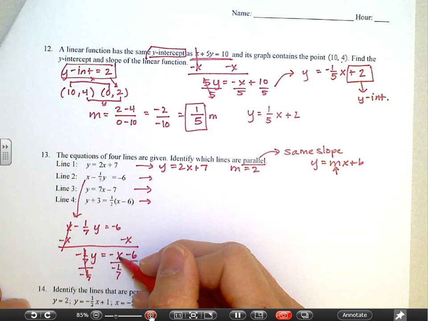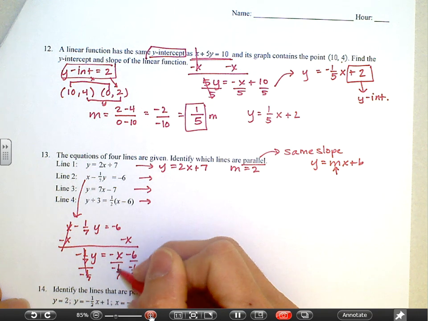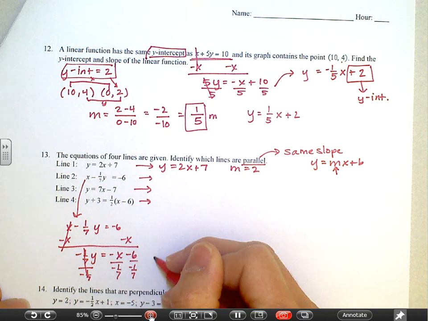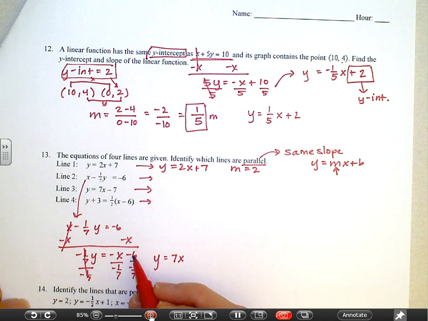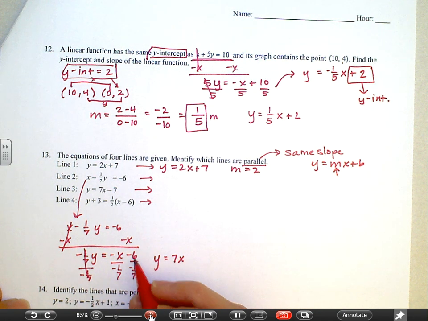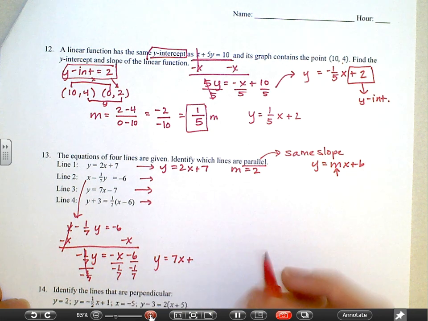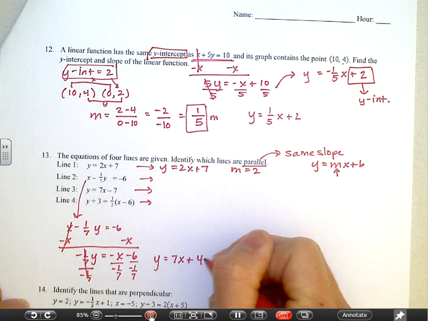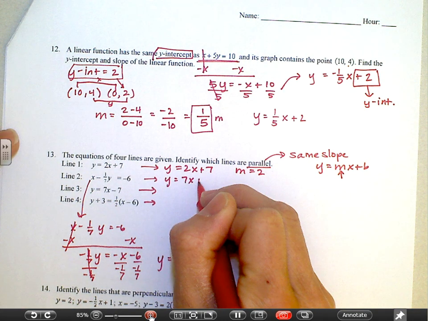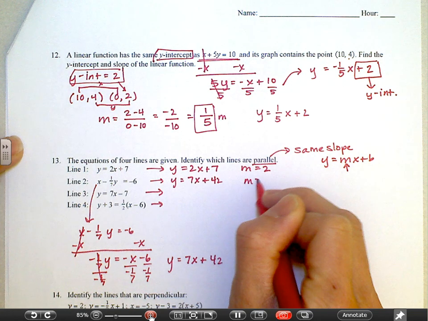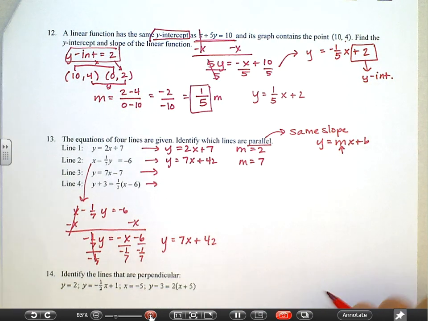It'll go away over here. And here, I will have negative times negative is positive. Dividing by 1/7 is multiplying by 7. So I have y equals 7x. And then negative divided by negative here is going to be a positive, and 6 times 7 will be 42. So y equals 7x plus 42. So your slope here is 7. So clearly those aren't parallel to each other, but we have to do the rest of this and see.